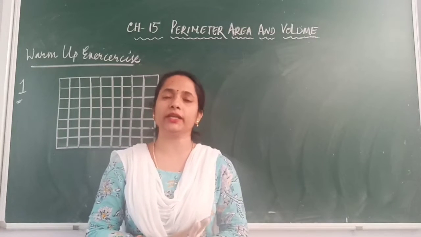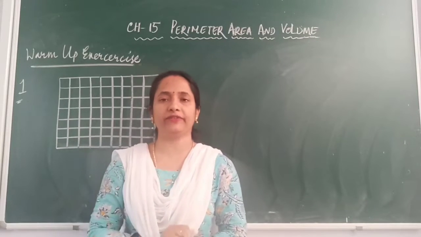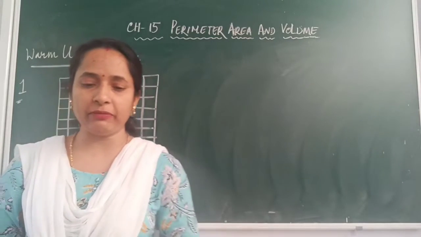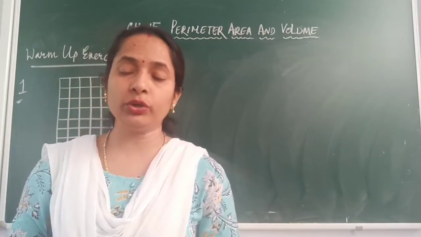about perimeter and area and its different formulae. Now let us try to solve the sums given in the warm-up exercise. The first question we have: find the perimeter of the following figures drawn on a unit square paper.